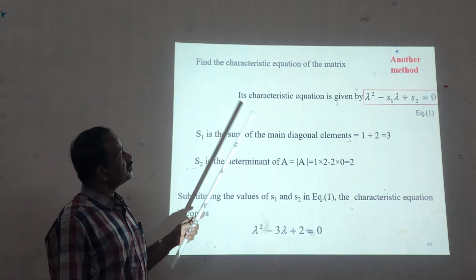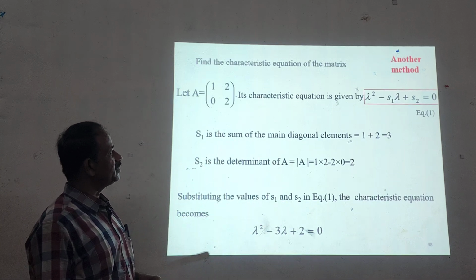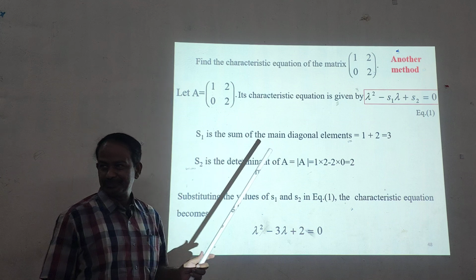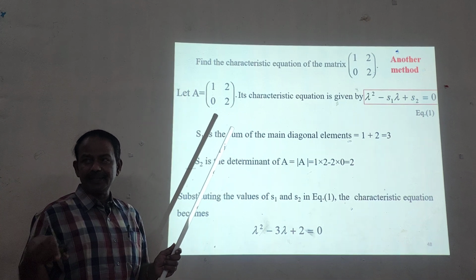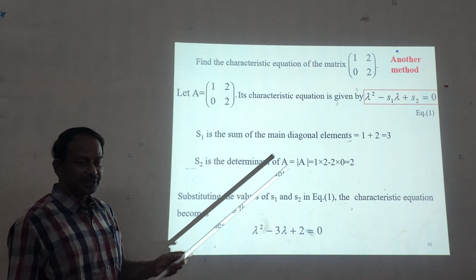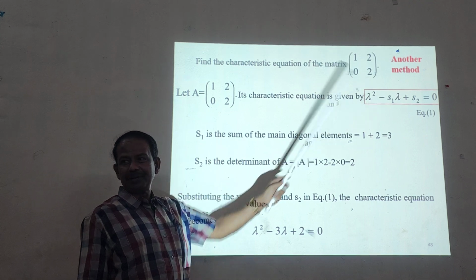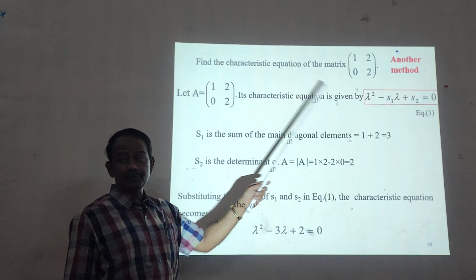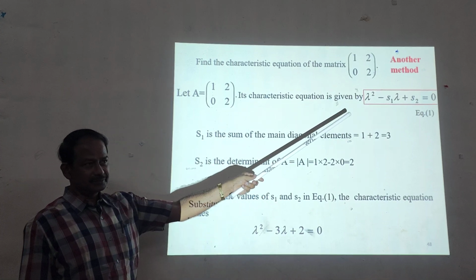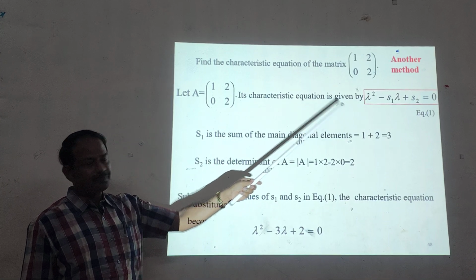So that is how to find the characteristic equation of a matrix. Now we are going to have another method. Earlier we calculated the determinant, A minus lambda I equal to 0. Now we are going to use this formula. You have to learn this formula by heart, and it will work only for the 2 by 2 matrix.